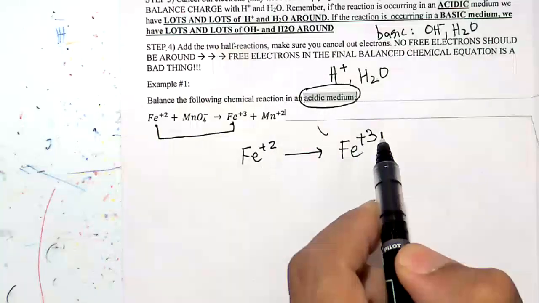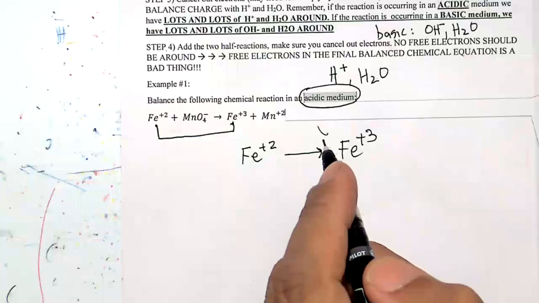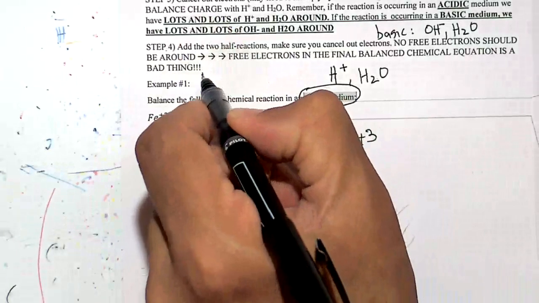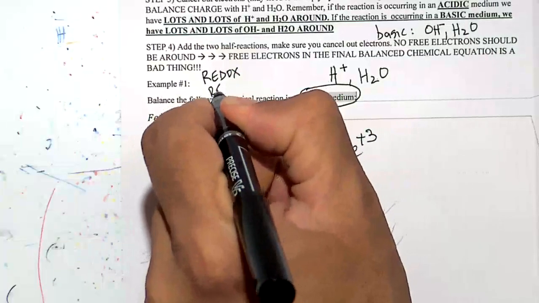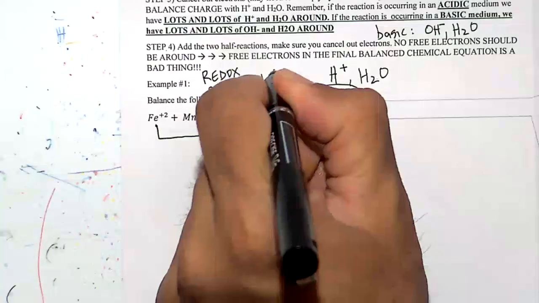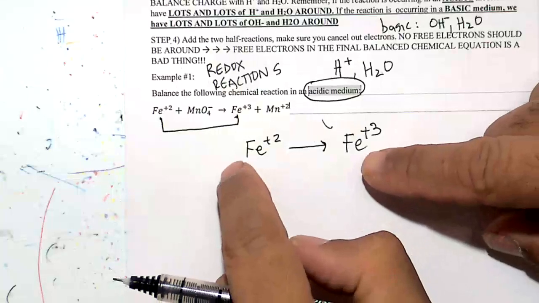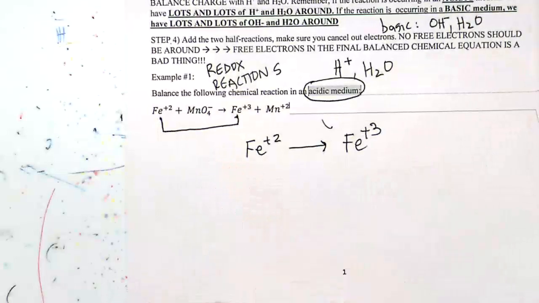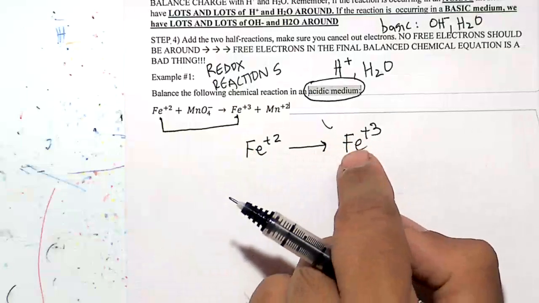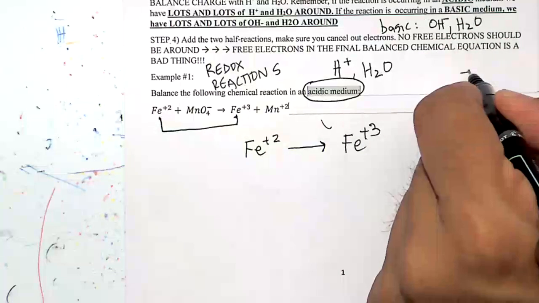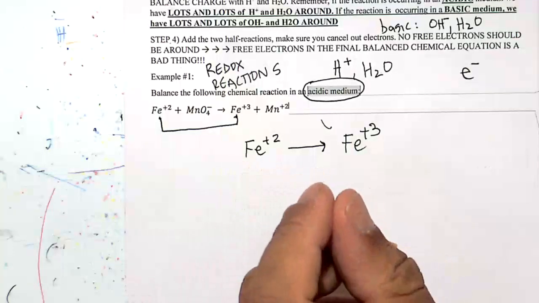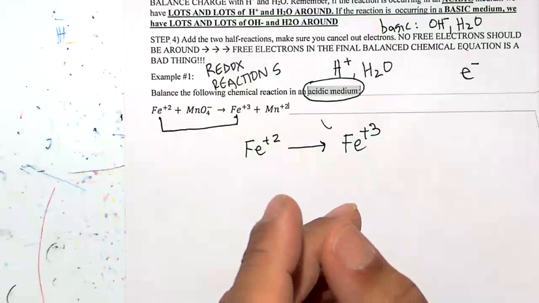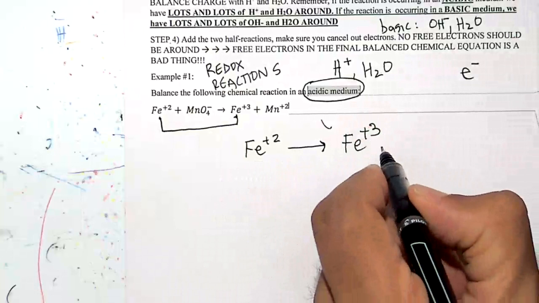So we have plus 2 going to plus 3 iron, Fe. Remember, in a redox reaction, we are dealing with electrons and electrons only. How many electrons do I need to balance the charge? I'm already balancing the iron, 1 iron and 1 iron. Here I got plus 2, here I got plus 3. Remember, an electron is e minus. So how many electrons and where do I put them to balance the charge?